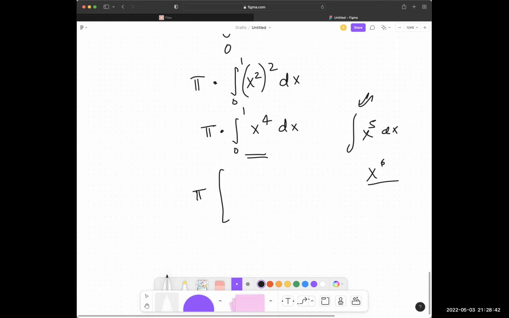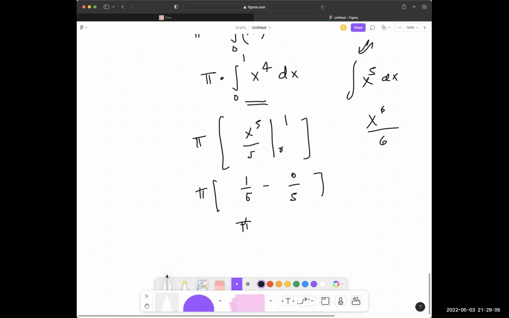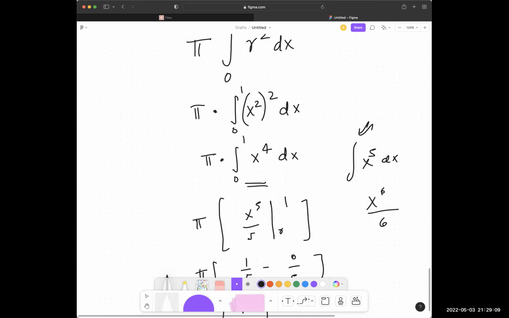Just add 1 to the top, divide by whatever you added. And so that's what we're doing here. We do x to the 5th, divide by 5, and then on the bounds from 0 to 1. We plug in the top bound and then we subtract when we plug in the bottom bound. So we plug in the top bound, which is 1 over 5, and then we subtract when we plug in the bottom bound, which is 0 over 5, which is 0. And then all we're left with is pi over 5, because this multiplies, and that's our answer.